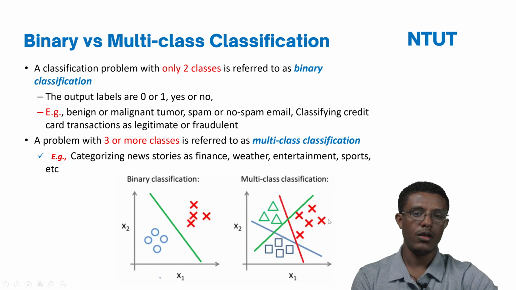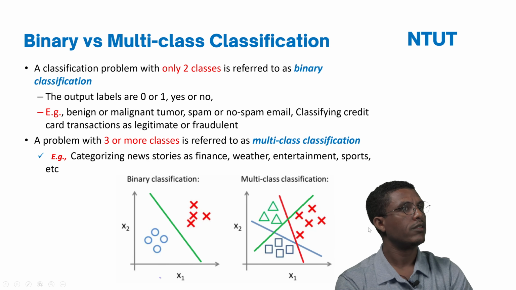This diagram shows one class here, another class here, and this one is a third class. So it's categorized into different classes, which is called multi-class classification.